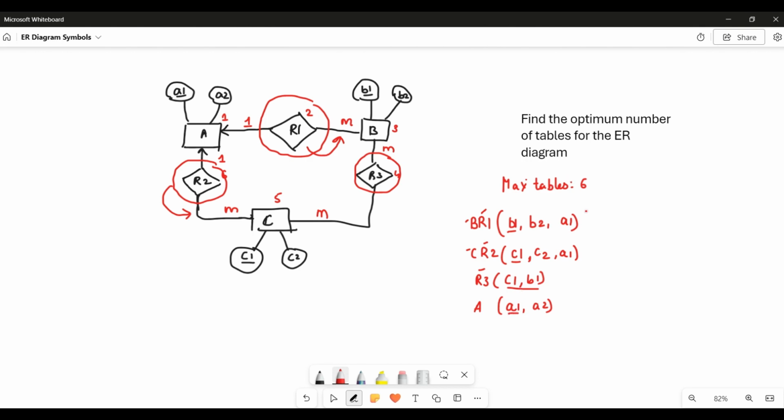So how many optimum tables do I need? I only need 4 tables to represent this ER diagram. Instead of using 6 tables, with only 4 tables I can represent this ER diagram.